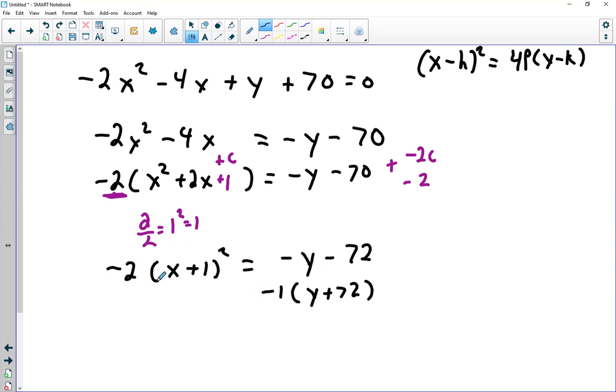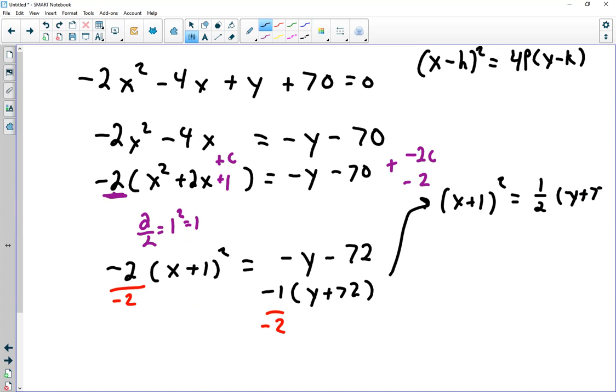Because this negative 2 is in front, I don't want it to be here compared to my standard form. So I'm going to do negative 2. Since the negative 1 is on the outside, I'll take on the negative 2. So your final answer, x plus 1 squared equals 1/2 times y plus 72. That's it. That's in standard form. Now you could graph it. We already practiced the graphing, but it would be up and down. But this is like plus 72, so I'm not going to ask you to graph something like that. It would be something reasonable.